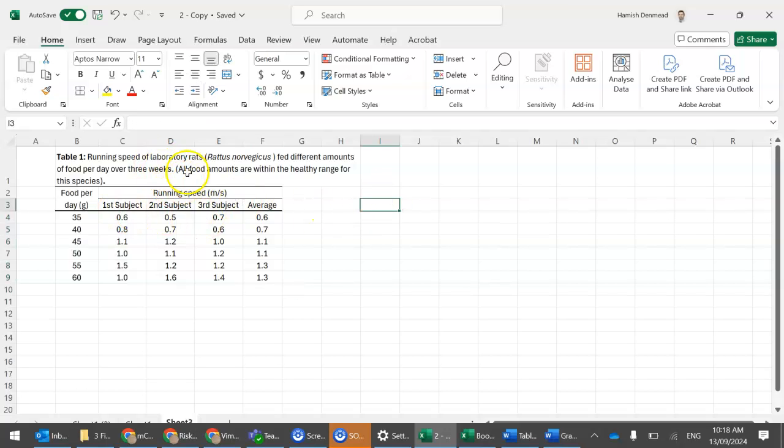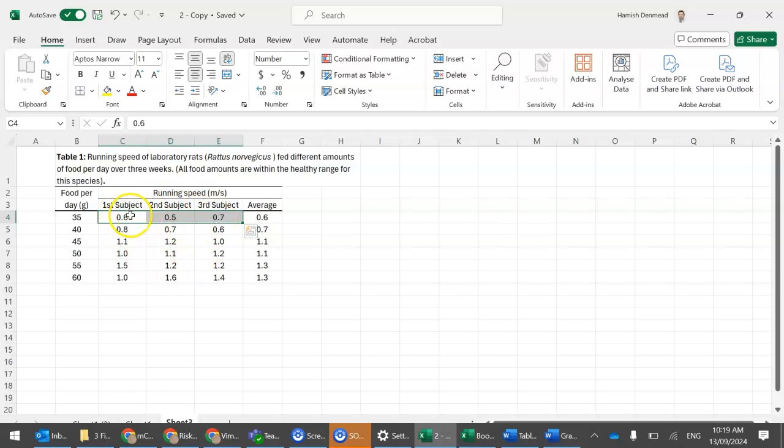We've got some laboratory rats where scientists have fed them different amounts of food over 3 weeks, different amounts of food per day. All the food amounts were within the healthy range, so there were no ethical issues with this experiment. So they've given rats 35 all the way up to 50 grams of food. And for each amount of food, they had 3 different individual rats. So they were called our first, second, and third subjects.